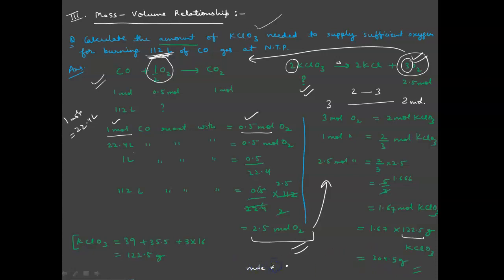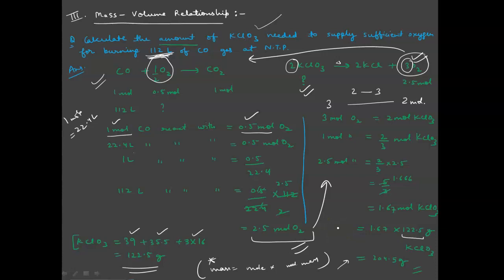Moles into molecular mass, we will get the mass. This is the formula we are using here. So 204.5 gram. This 122.5 comes from here: K is 39, Cl is 35.5 and oxygen is 16. The molar mass is 122.5 gram, so it comes out to be 204.5 gram.